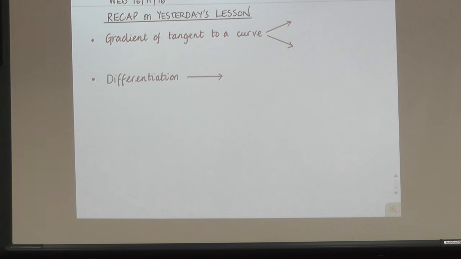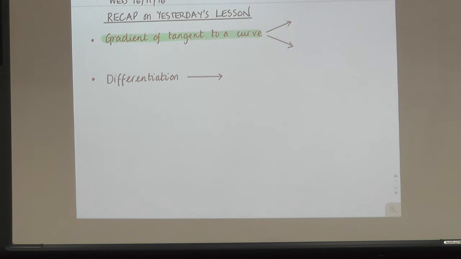Okay, let's just recap on what we did yesterday. We were given the key words of gradient of a tangent to a curve. There were two different ways that you could write that. One was the function way and one was using y. Can anybody remember what was what?